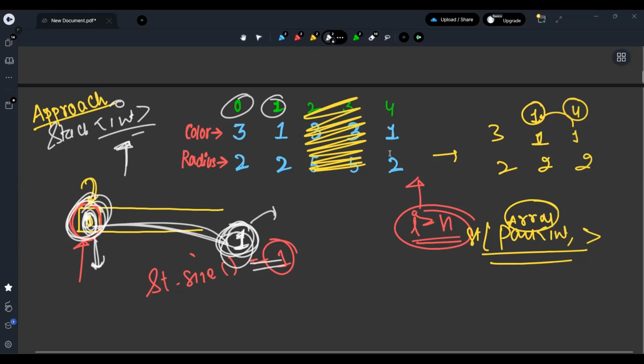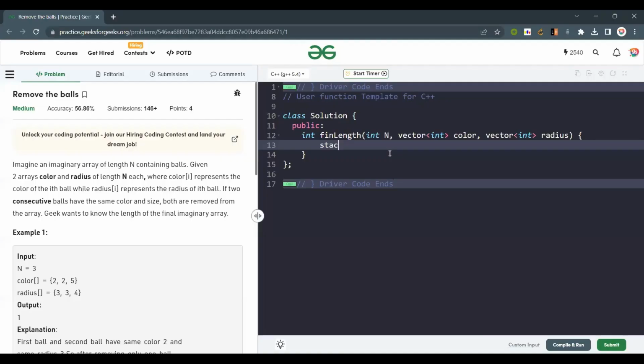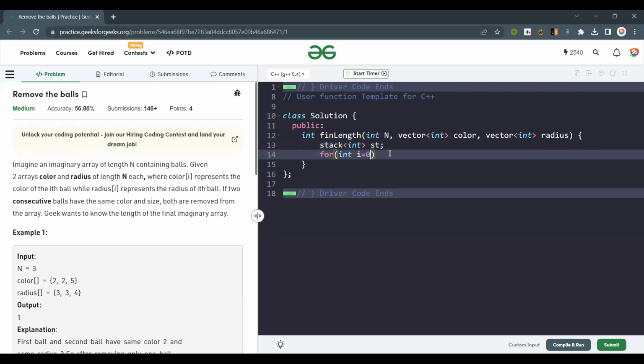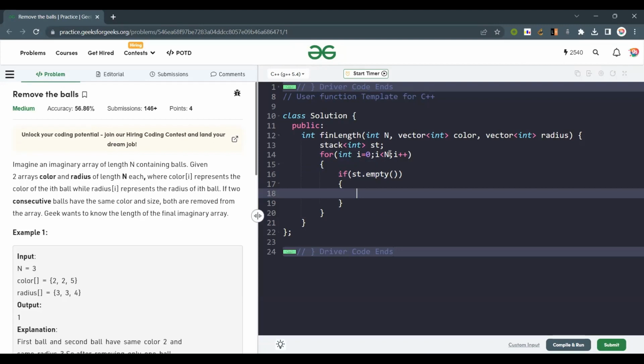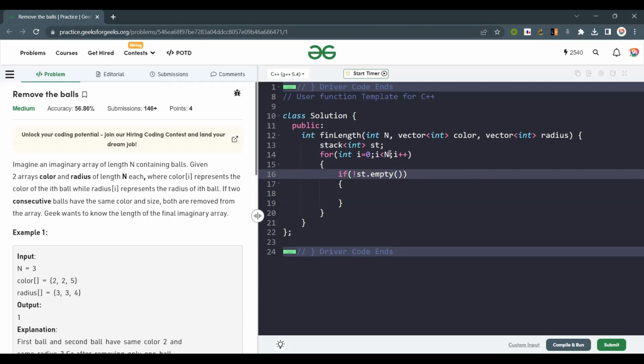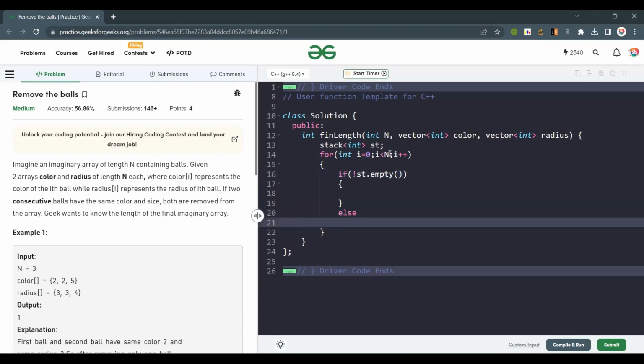So let's try to code up the approach. Now we have a stack st, and we will traverse a loop, i less than n, i plus plus, capital N it should be. Now, if the stack is empty, that means initially no one is available to compare. And if the stack is not empty, we have to compare. So if the stack is empty, we'll just push the element as it is. What index? We can store pair of ints also here, but it's not required. We can directly access the index element.